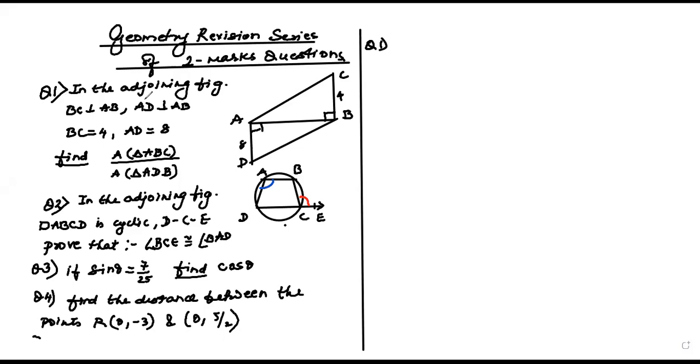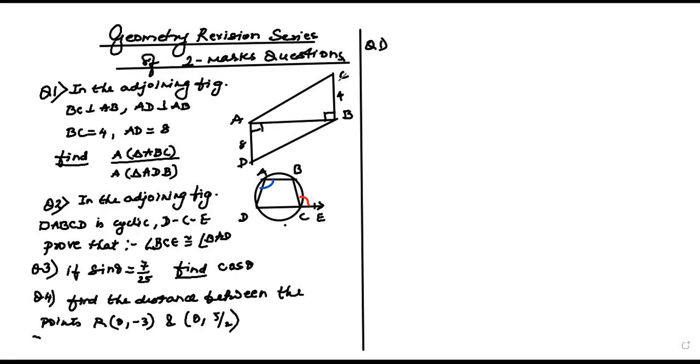Question number 1. In the adjoining figure, BC is perpendicular to AB. BC is perpendicular to AB, so it makes an angle of 90 degrees. Then AD is perpendicular to AB. AD makes a perpendicular to AB, which means the angle between them is 90 degrees.